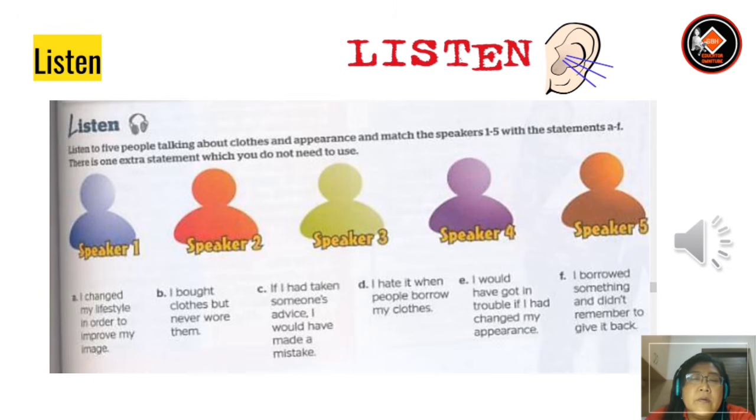Next, we are going to go for listening. So, I'm going to play the audio. Listen to 5 people talking about clothes and appearance and match the speakers 1 to 5 with the statements A to F. There is one extra statement which you do not need to use.